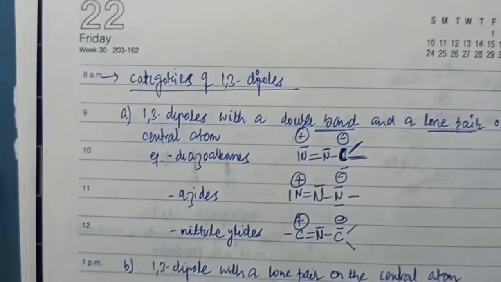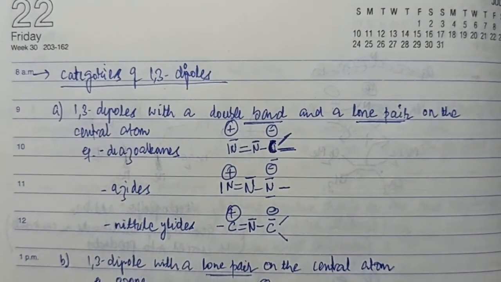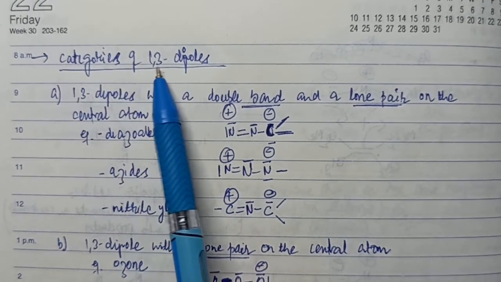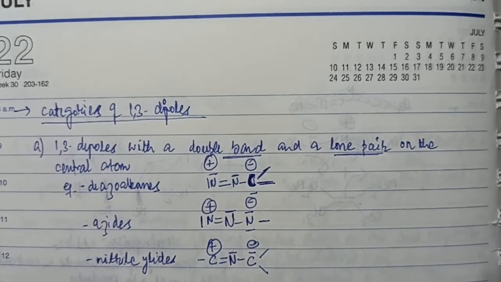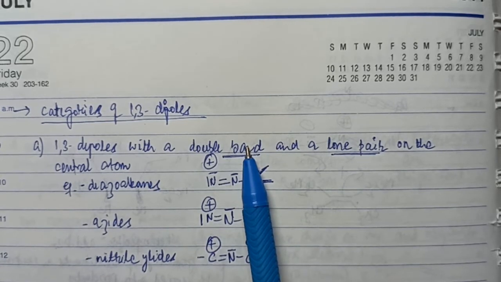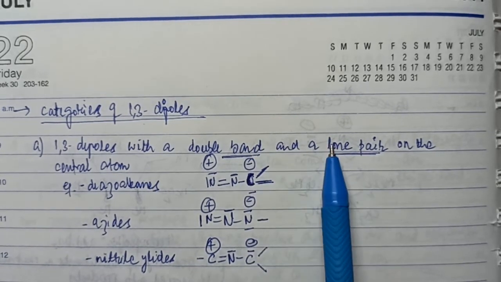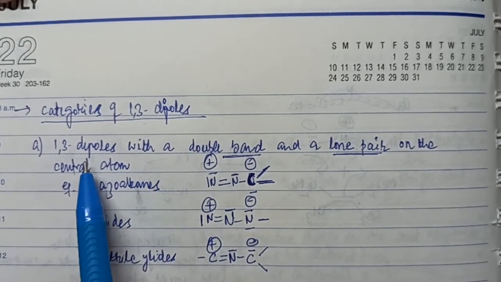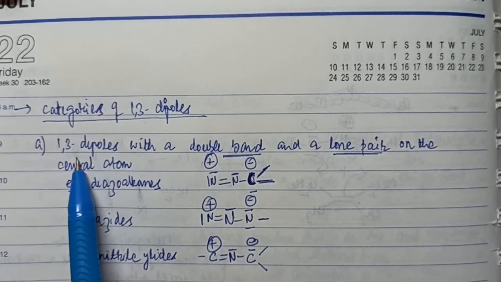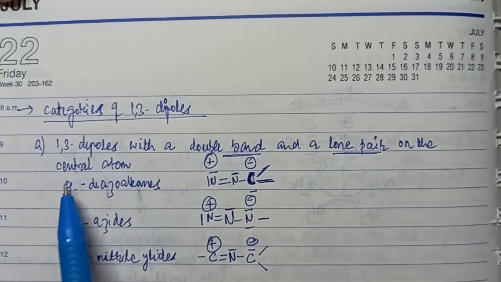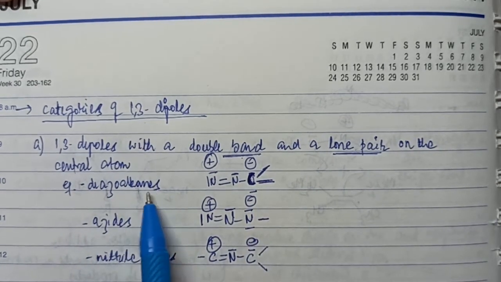Okay, we'll talk about the various kinds of 1,3 dipoles that we normally encounter in 1,3 dipolar cycloaddition reactions. We'll talk about the categories of 1,3 dipole. The first category is a 1,3 dipole in which there is a double bond between the atoms of the 1,3 dipole and a lone pair on the central atom. What do we mean? I have to have two things in the first category of 1,3 dipoles. That is, I need to have a double bond and I need to have a lone pair on the central atom. For example, let's say if I have a diazoalkane.